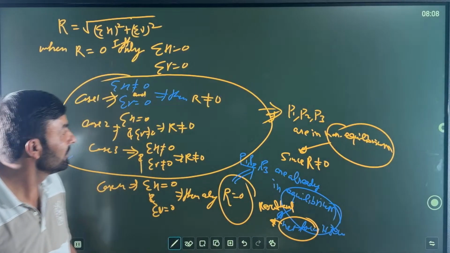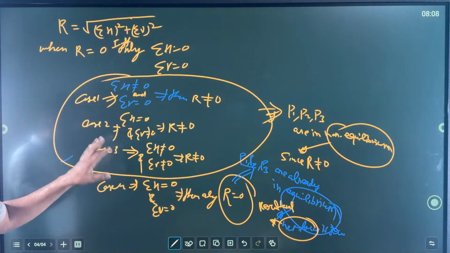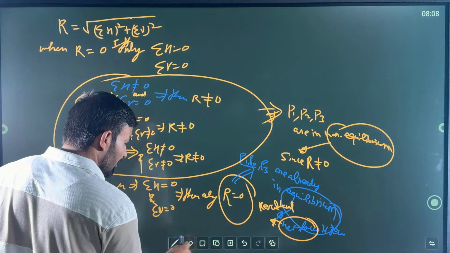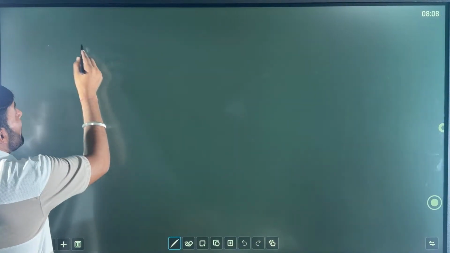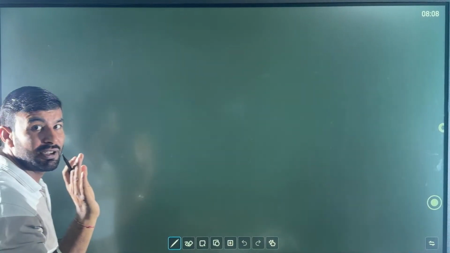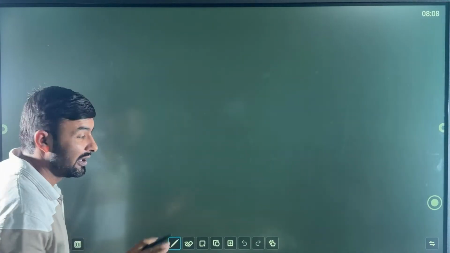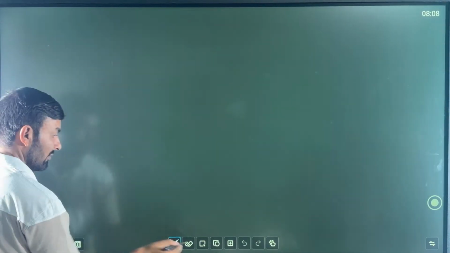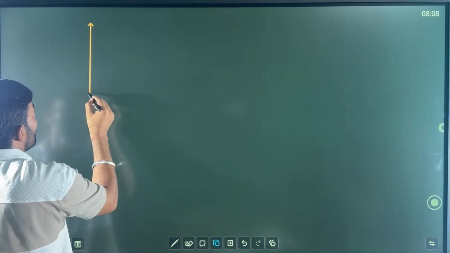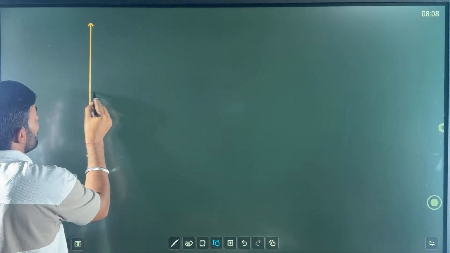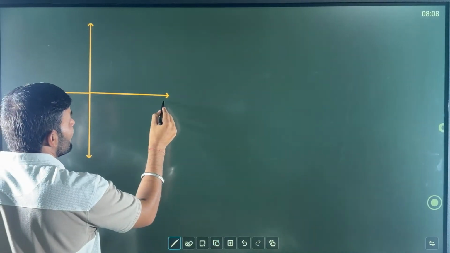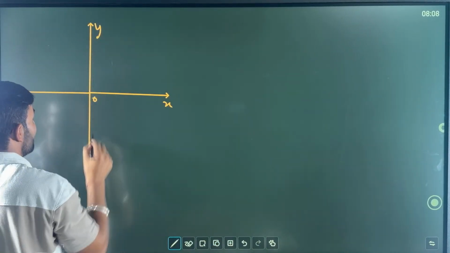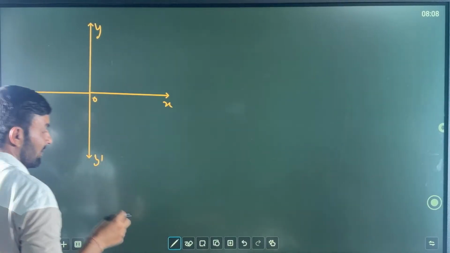Be careful. Now let us move to sign convention very fast, it will just take time. What you need to keep in mind is what I am telling you, very simple. So let us take this x, this y dash, this x dash. So what will happen?